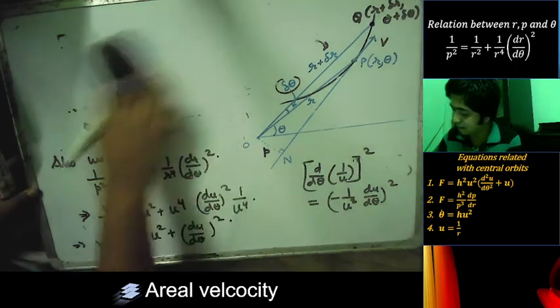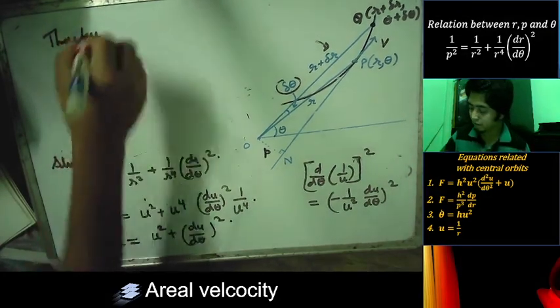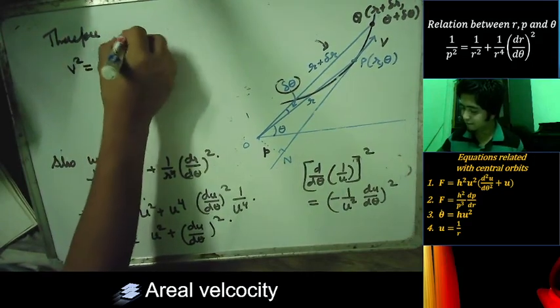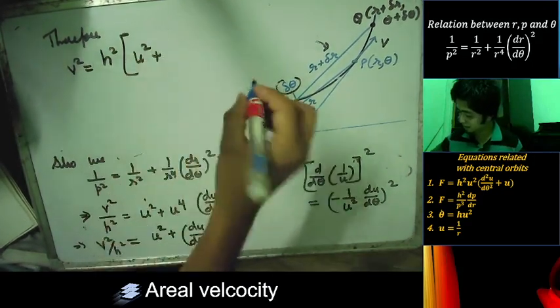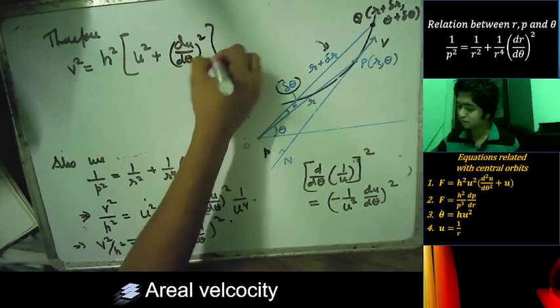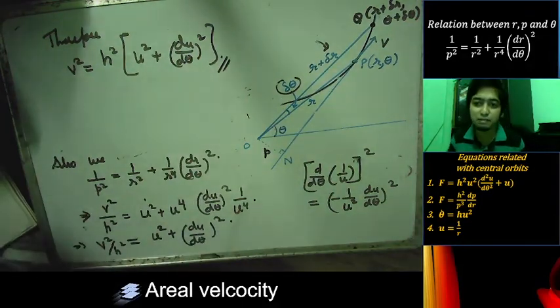And then we can conclude, therefore, v square equal h square (u square plus (du d theta) whole thing square). So all these relations that we have found today are very important. Until next time.